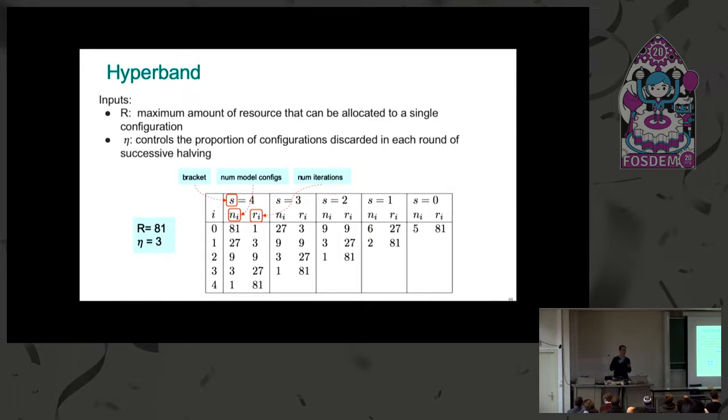But if you run according to this schedule, for example, you start with picking 81 different models, you train it for one iteration. Then you pick the best 27, you train it for 3 more. And you proceed through these brackets. Then this is a way of automating the model selection approach.